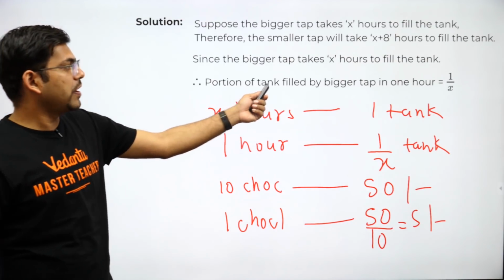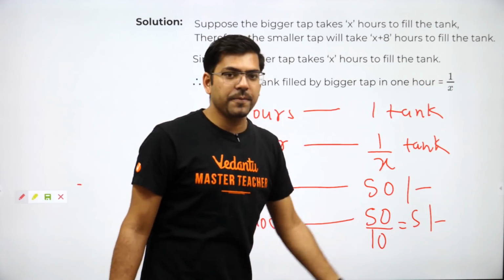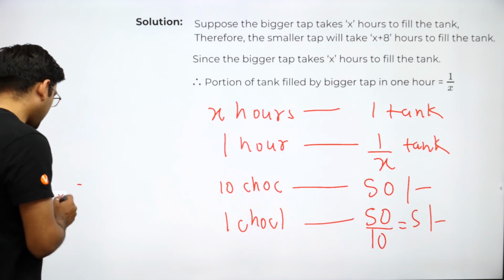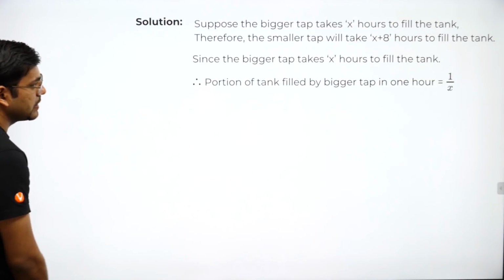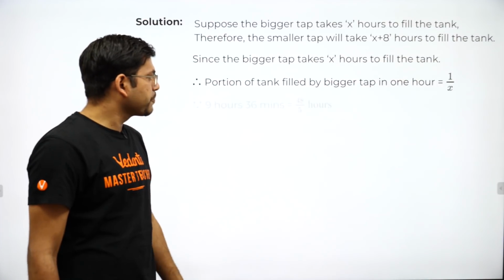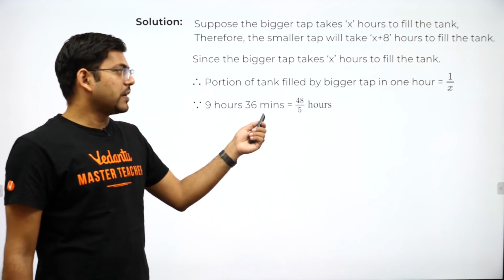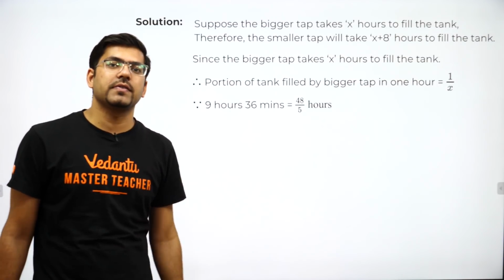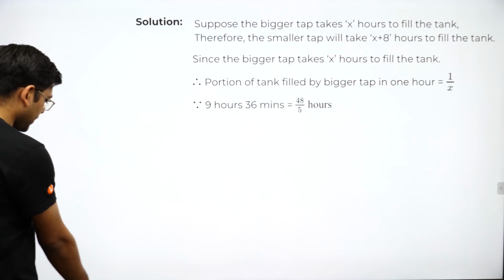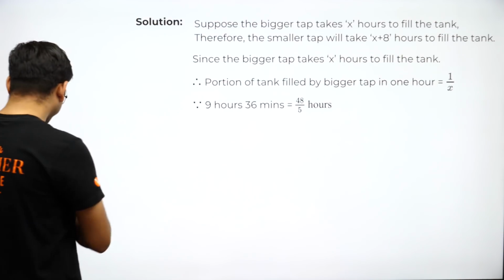So portion of tank filled by the bigger tap in 1 hour is 1 by X. Okay. Now if you have understood this, let's take on the next part. 9 hours 36 minutes. So first convert this 9 hours 36 minutes. For converting this, what you can do?